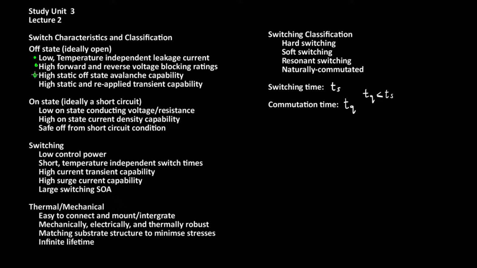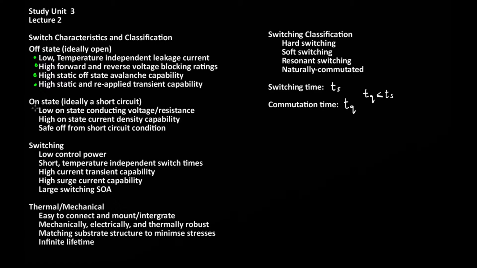The switch should have a high static off-state avalanche capability. What this means in short is that the switch is able to absorb transient overvoltage stresses which occur when the switch switches. The switch should also have a high static and reapplied voltage transient capability. What this means is that the switch should be able to withstand having very high voltages across the terminals without the switch being on. This essentially means that a very high voltage can be applied across the switch while it's open and there will not be a false turn on.